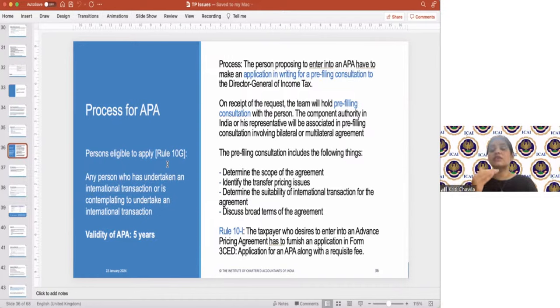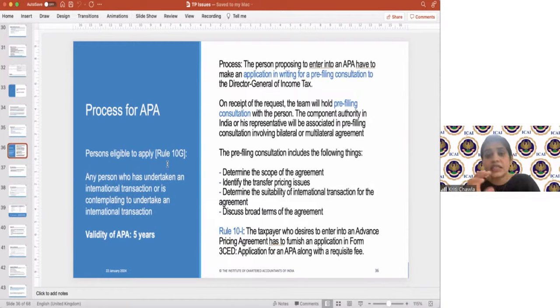Now, the process is, if you as a taxpayer want to enter into an APA, then you will have to make an application in writing. When this application happens, there's something called a pre-consultation. It's also called a pre-filing consultation. Pre-filing consultation means that you will be sitting with the competent authority and discussing your case with the tax authorities.